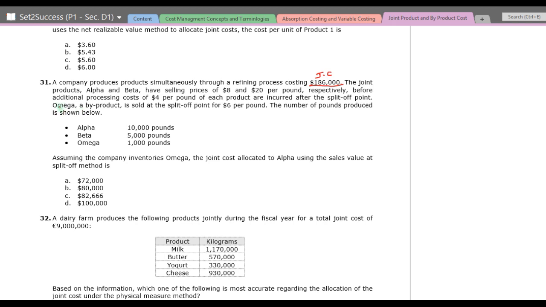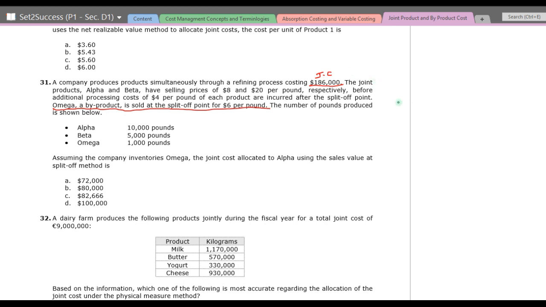Omega is a byproduct and is sold at the split-off point at $0.406 per pound. The number of pounds produced is shown below. Alpha is 10,000 pounds, beta is 5,000 pounds, omega is 1,000 pounds. Assuming that the company inventories omega, what is the joint cost allocated to alpha using the sales value at split-off point?